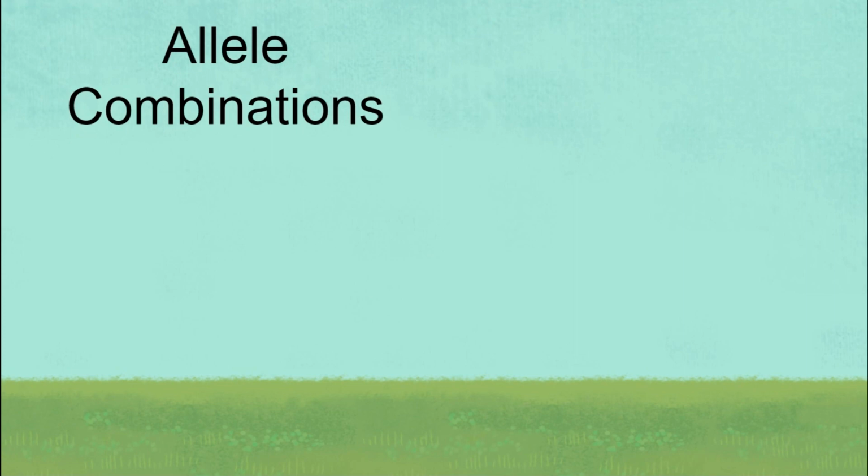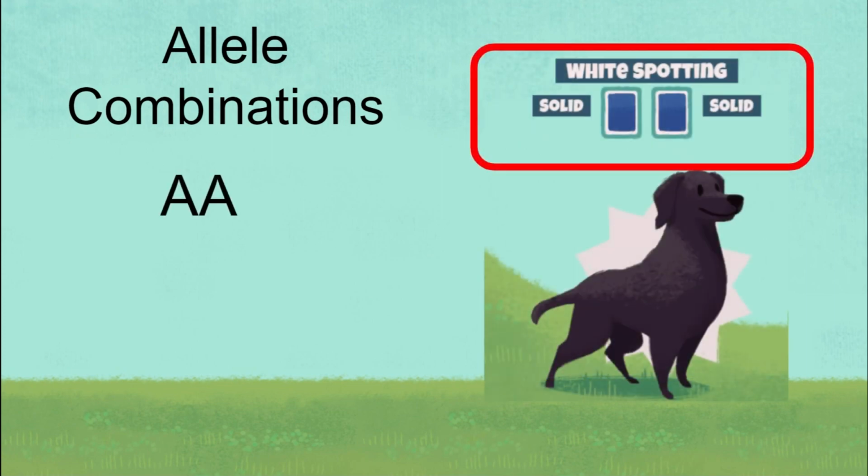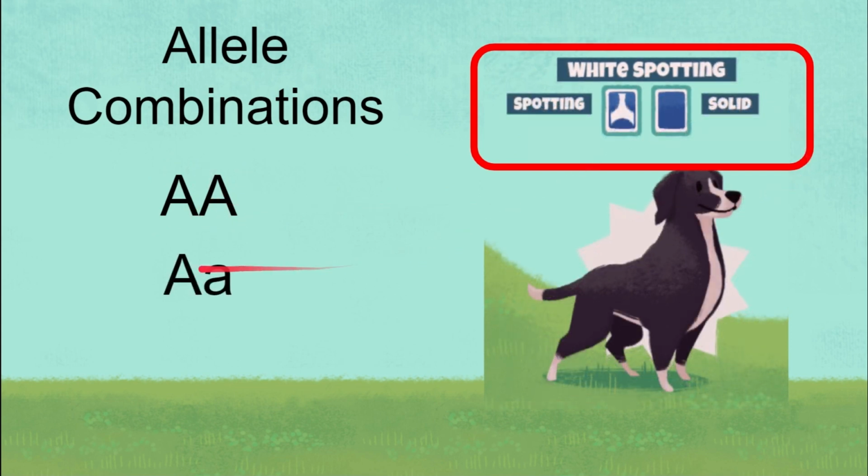A dog can have 2 solid alleles. In this case we will represent them with 2 capital A's. The capital A represents the solid allele. A different combination a dog could have is 1 solid allele and 1 spotting allele, represented by a capital A and a lowercase a. The capital A still represents the solid allele and the lowercase a represents the spotting allele.